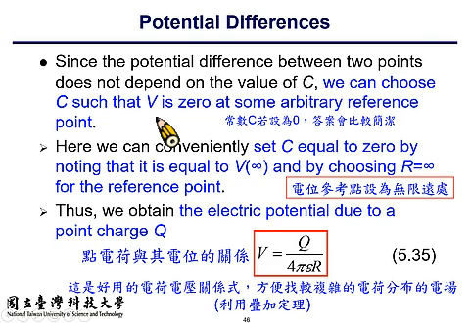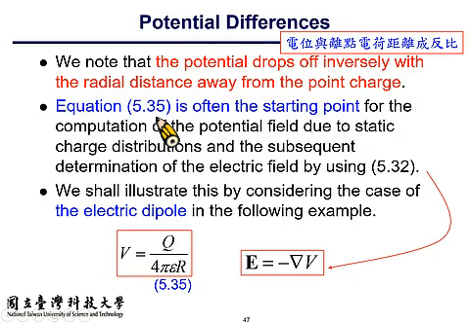So now we have the relationship between voltage, the potential V, and the point charge. We already revealed that it's inversely proportional to R, while electrical field intensity E is inversely proportional to R squared. Now we are trying to find out the field distribution E for a more complicated charge distribution.